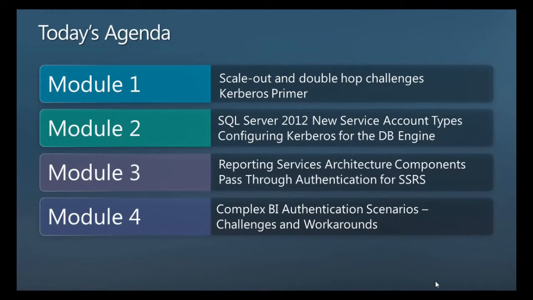In today's lesson, we're going to cover 4 modules. In Module 1, we're going to look at the basic challenge we face as infrastructure architects when we're planning scale-out architectures that require pass-through authentication. From there, we're going to take a foundational look at Kerberos to understand how that technology can help us overcome those challenges. Now, if you're familiar with Kerberos, I suggest you skip on to Module 2.